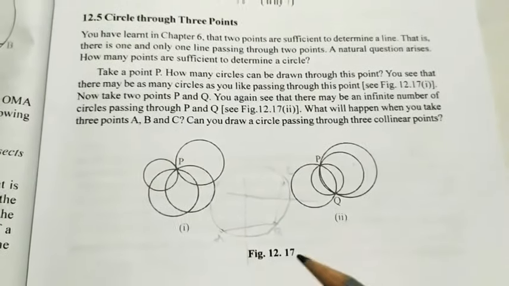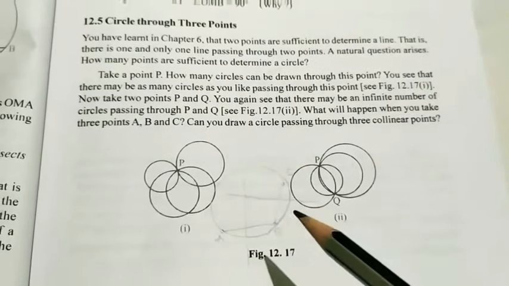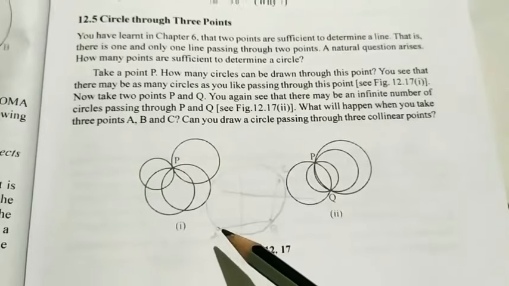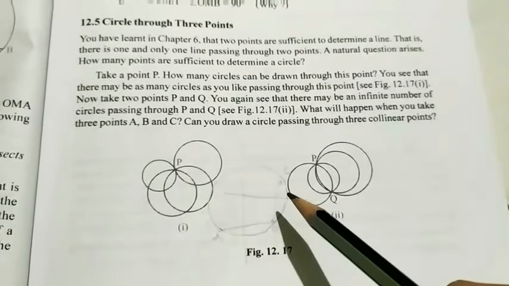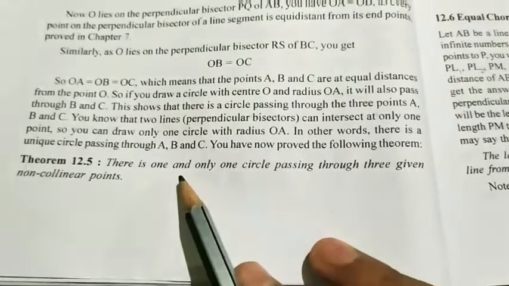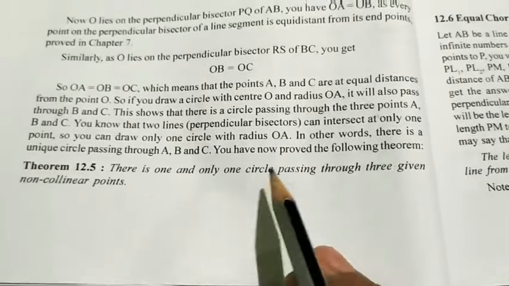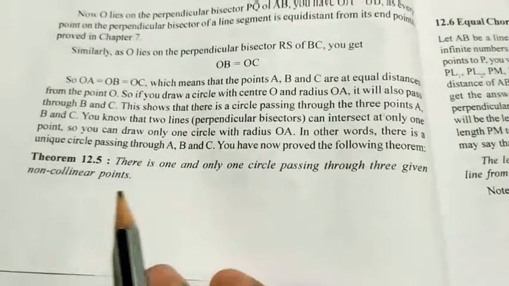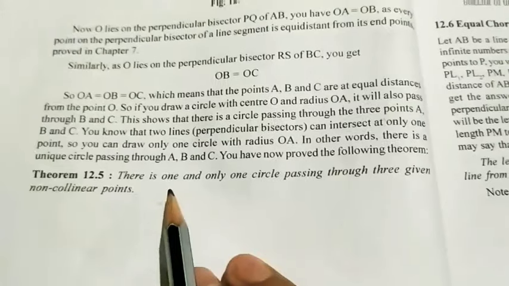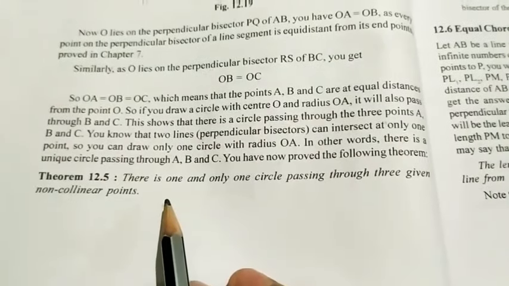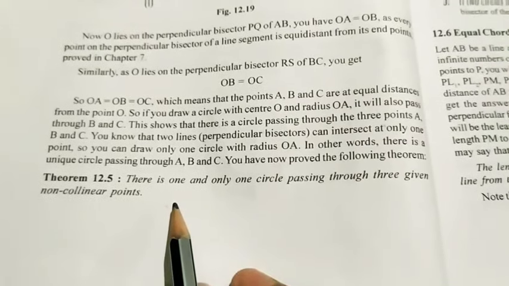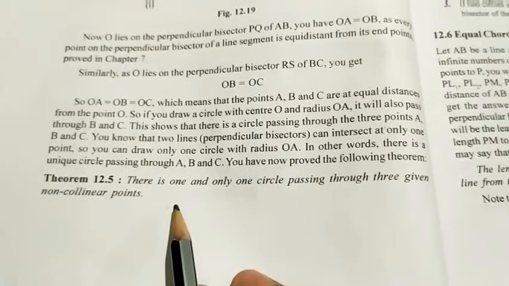Whenever we want to draw a circle, it is possible when at least 3 non-collinear points are given. That's why they have given this theorem: there is one and only one circle passing through 3 given non-collinear points. Because whenever they give 3 points, you can easily find the center of that circle, and from that center you can draw the circle.